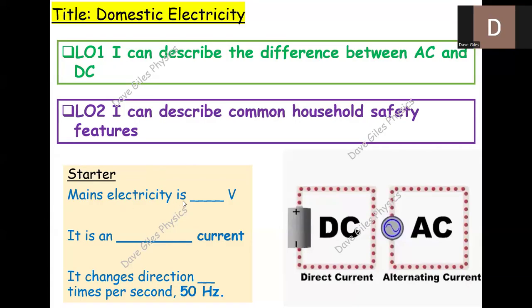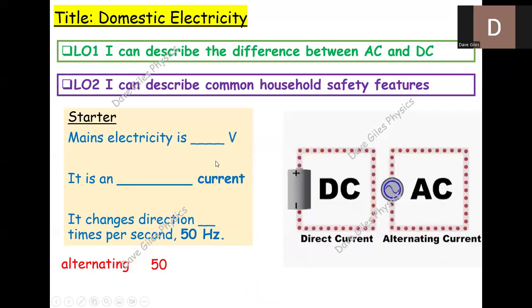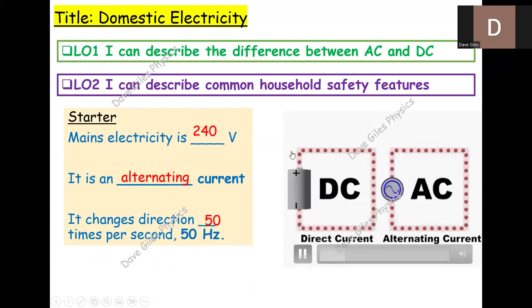Mains electricity is about 240 volts, although officially it's 230, but in reality it tends to be about 240. It is an alternating current and it changes direction 50 times per second, meaning it's got a frequency of 50 hertz. So you can see here, this is DC. It constantly goes in the same direction from positive to negative, if we're talking about conventional current, whereas AC, alternating current, continuously changes from positive to negative, etc.